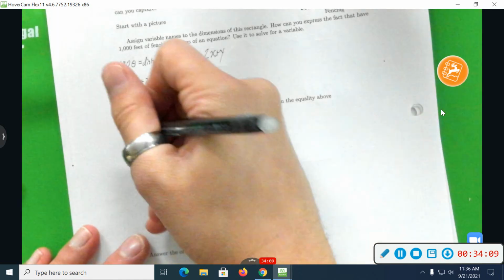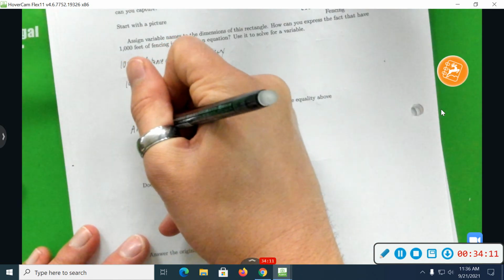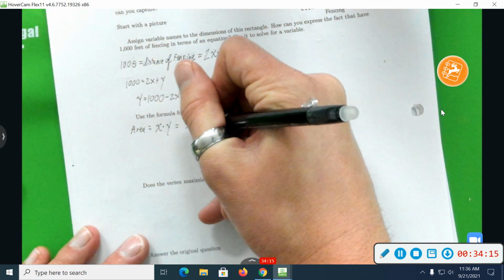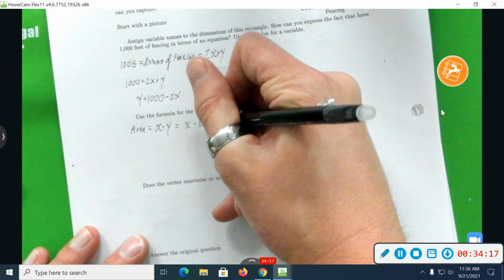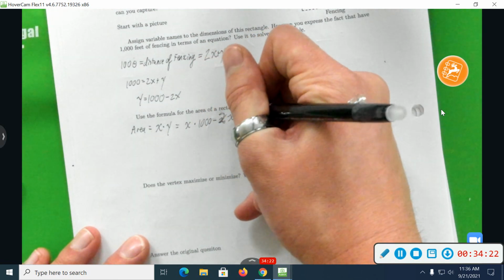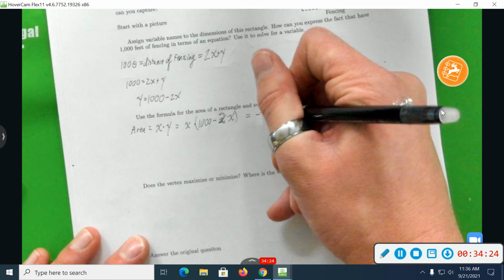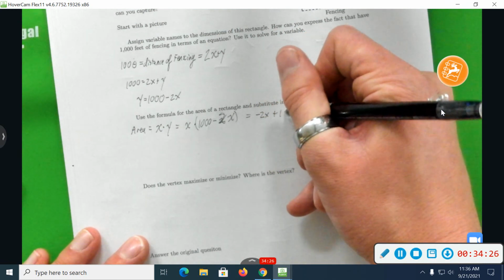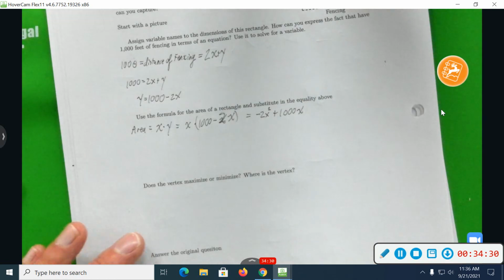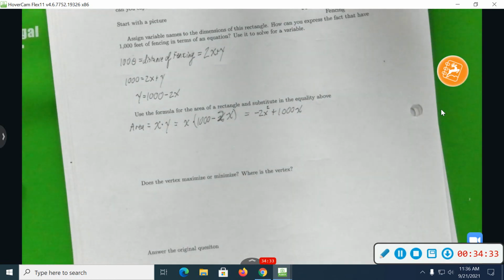Anyway, let's continue. So we want to maximize area. So let's set down the formula for area. The area of this region is just x times y. x times (1,000 minus 2x). Groovy. Does that look like a quadratic function?